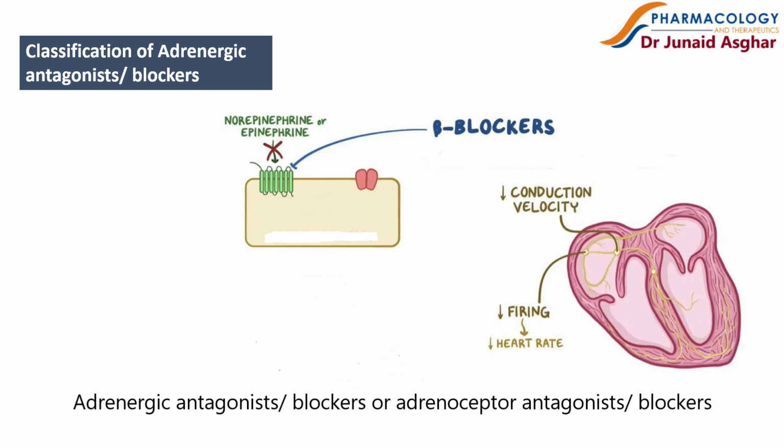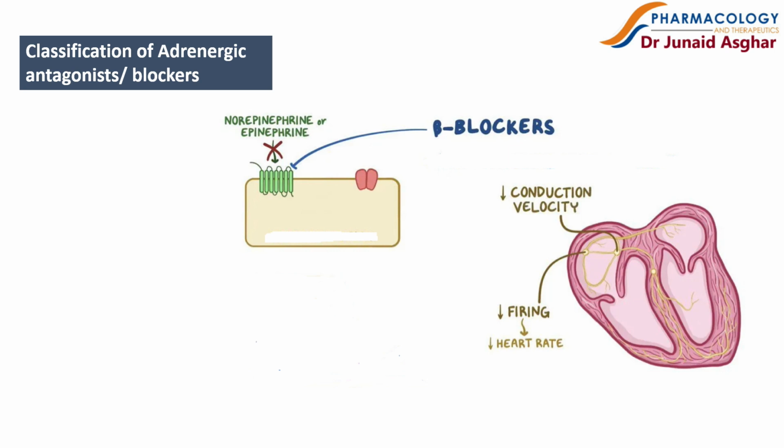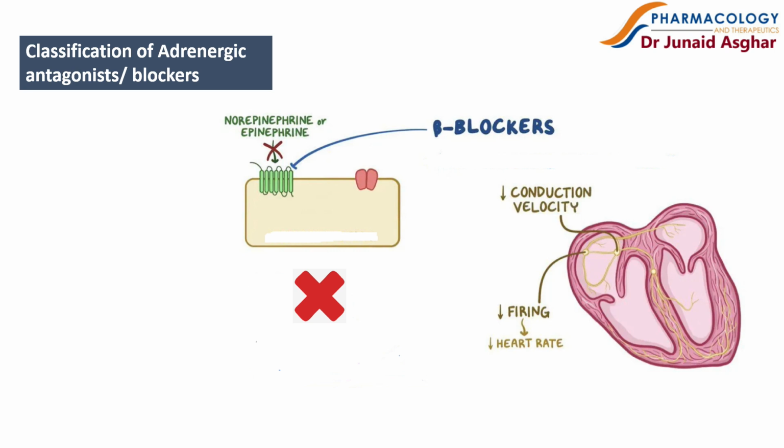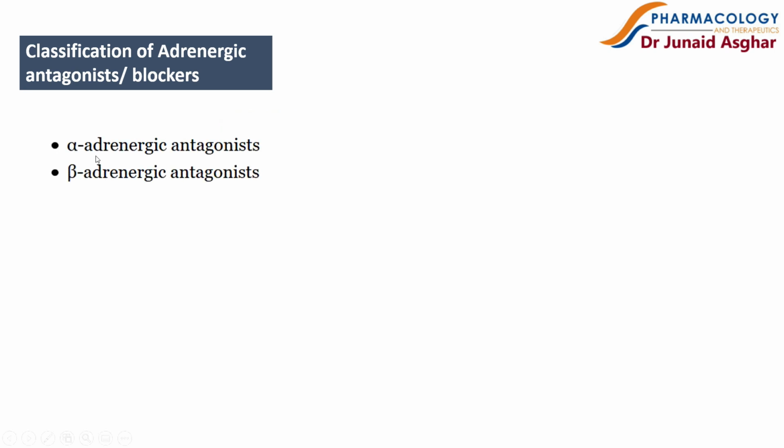Alpha and beta receptors are the sympathetic receptors. So these blockers or antagonists will basically block the alpha or beta receptor and will prevent the binding of adrenaline or noradrenaline to this receptor. And in turn, the biological effects of adrenaline and noradrenaline will be blocked. So they are classified as alpha adrenergic antagonists or alpha adrenergic blockers, and beta adrenergic antagonists or beta adrenergic blockers.